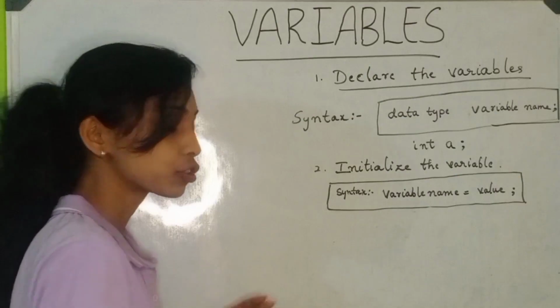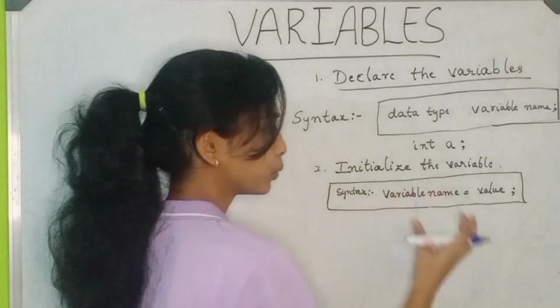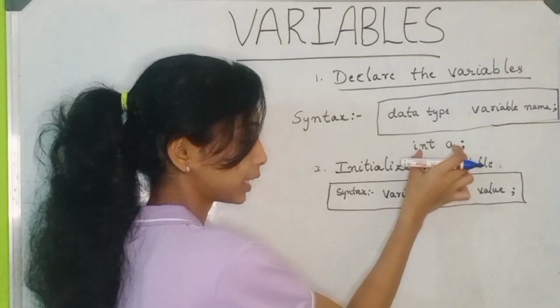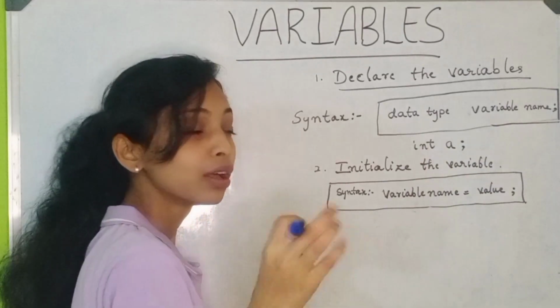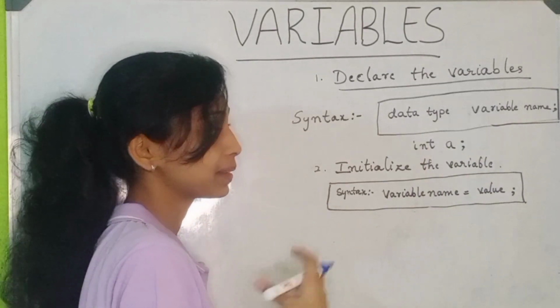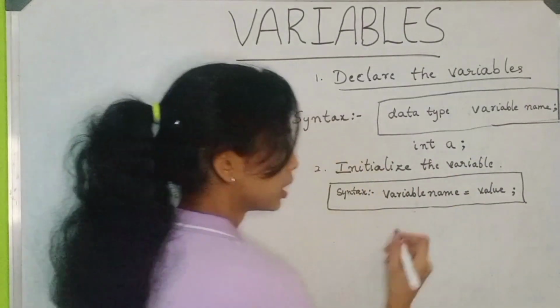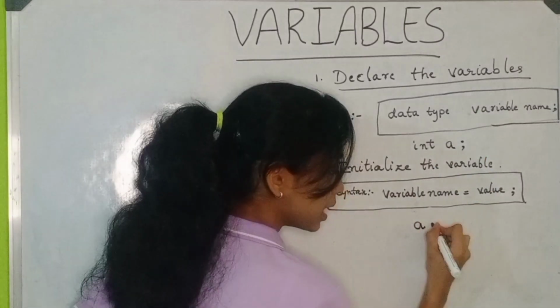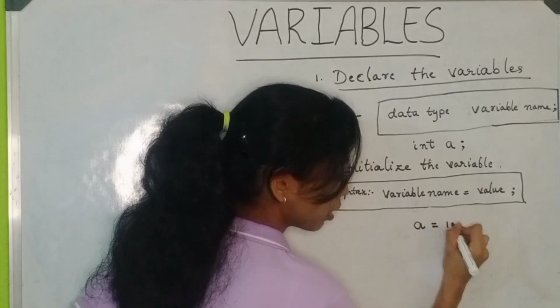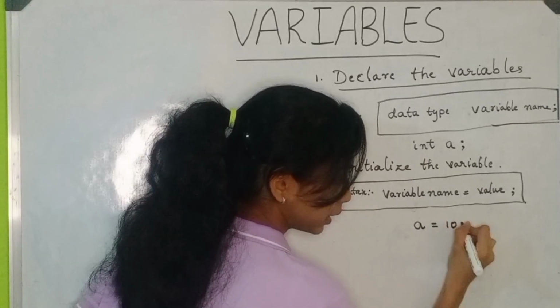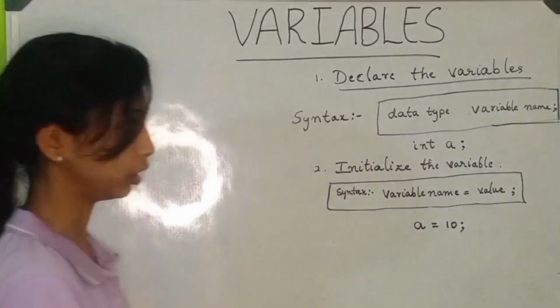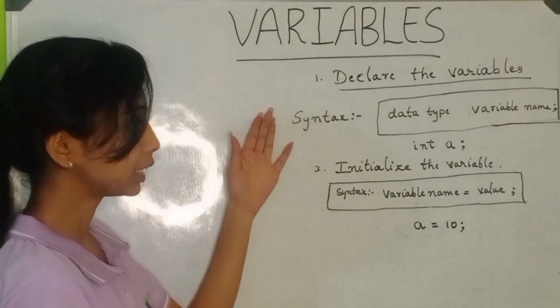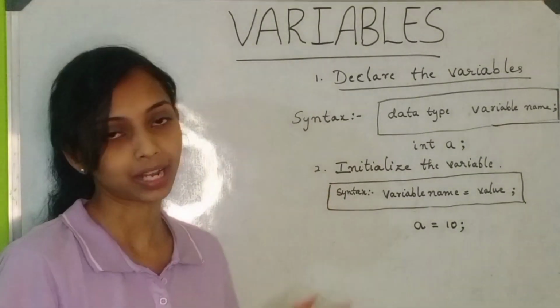Now coming to initializing variables, how do we initialize? Once we declare the variables, it's time for us to add some values, or initialize some values, to the declared variable. So what is the name of the variable here? The name of the variable is a and the value to be stored or initialized is 10, and closing with a semicolon. This is how we declare and initialize the variables.